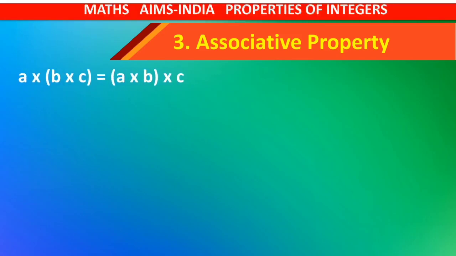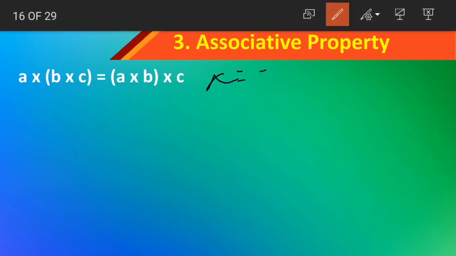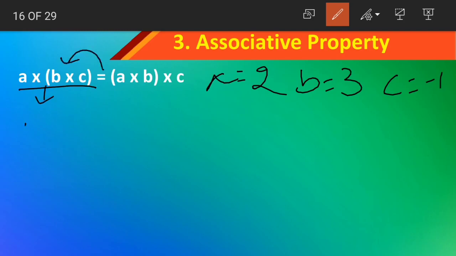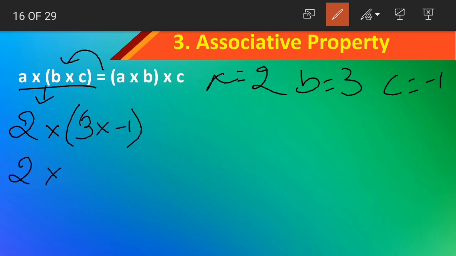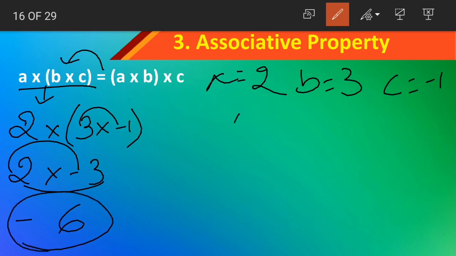The third operation is multiplication. Again, A is equal to 2, B is equal to 3, C is equal to minus 1. Coming to the LHS, LHS means left hand side. The equation which is on the left side of the equal to. A is 2 into B is 3, again into C is minus 1. 2 into minus becomes minus, 3 ones are 3. Again, two signs are different, so the answer will be negative. 2 3s are 6. Our LHS answer is minus 6.